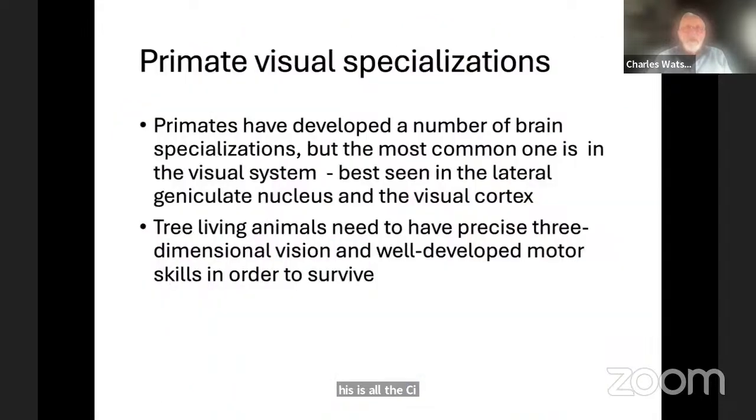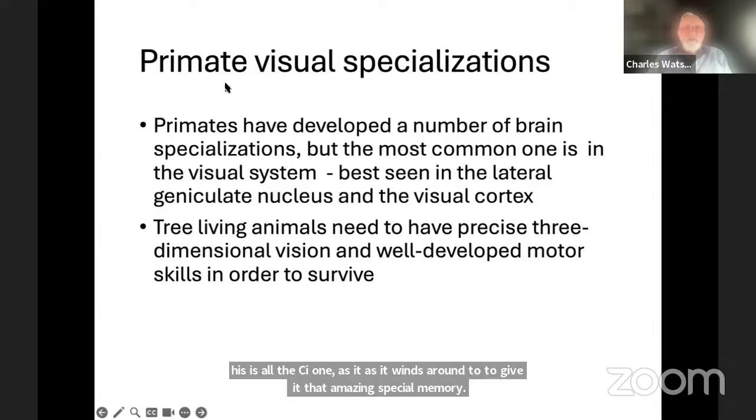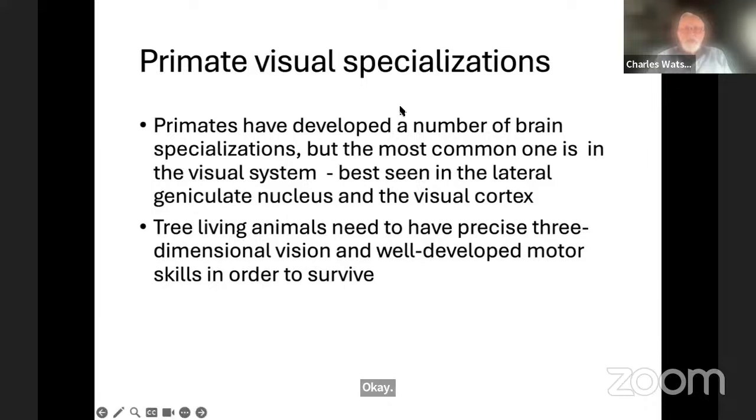Okay. Primates have spectacular visual specializations. The visual system is important because the primates characteristically live in trees, and they need precise 3-dimensional vision and well-developed motor skills to survive in that sort of environment.